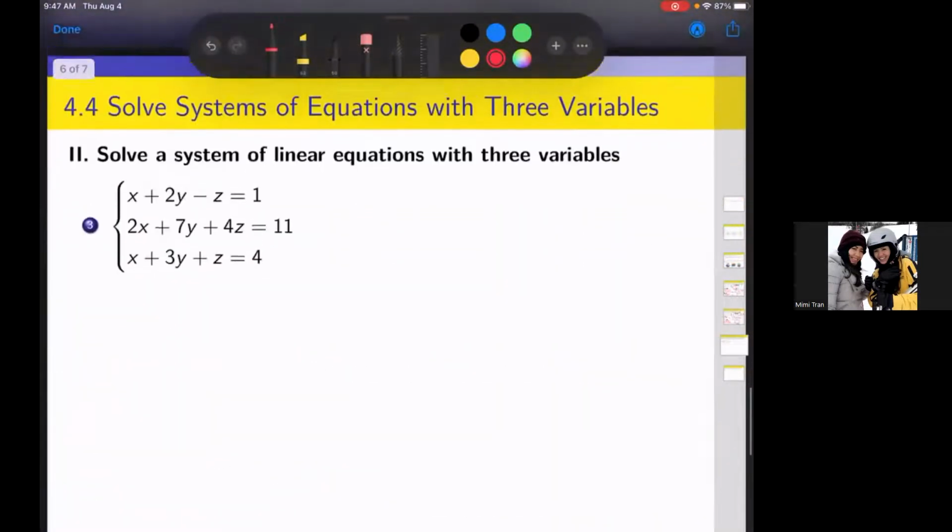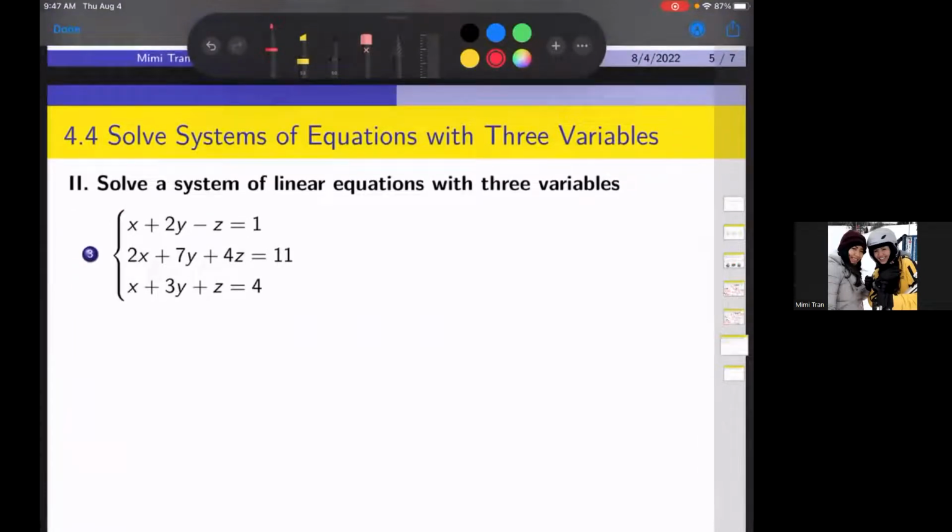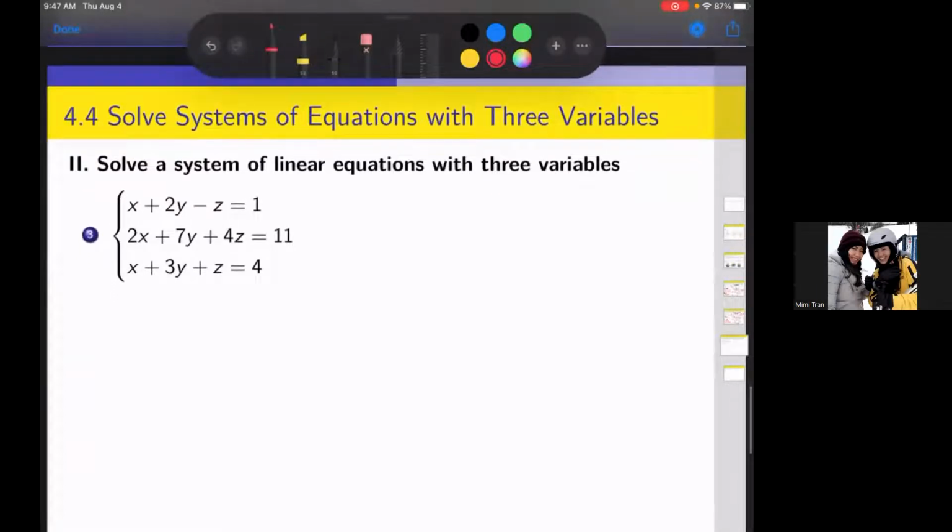Okay, so number 3, let me do this one with you. I'm gonna pick z to eliminate. You can pick x if you like. So label 1, 2, and 3.